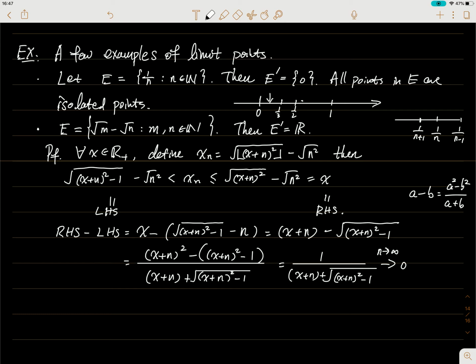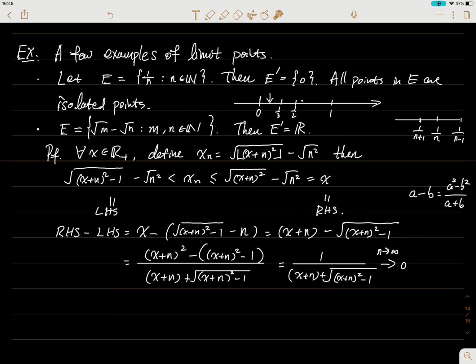Usually when we deal with this, a and b are both positive, and that is the case here. This is like our a, and this is like our b. So it is equal to a square minus b square. The a square of this is x plus n square. The b square, this square is just to cancel out the square root. We have this on the numerator.